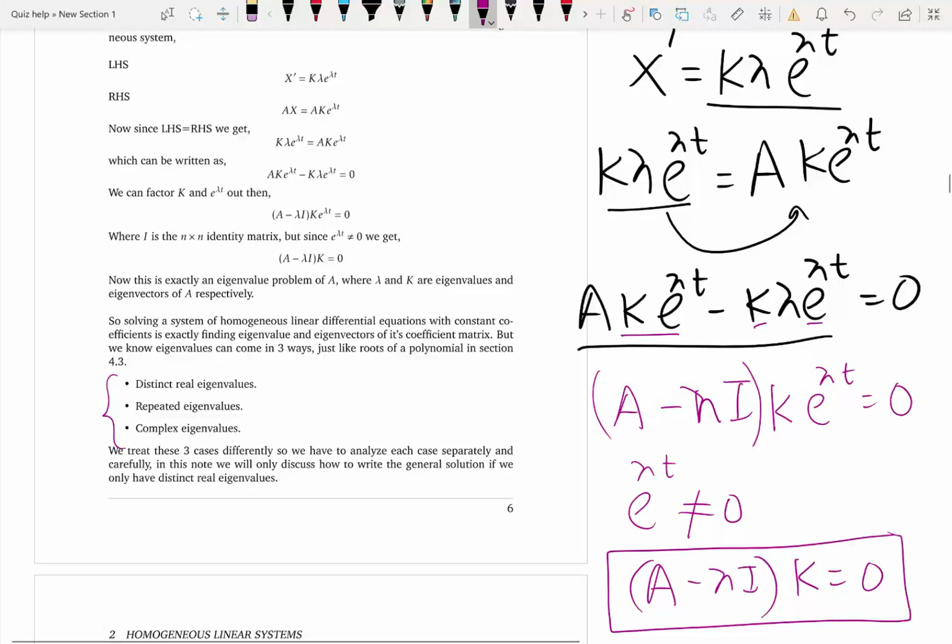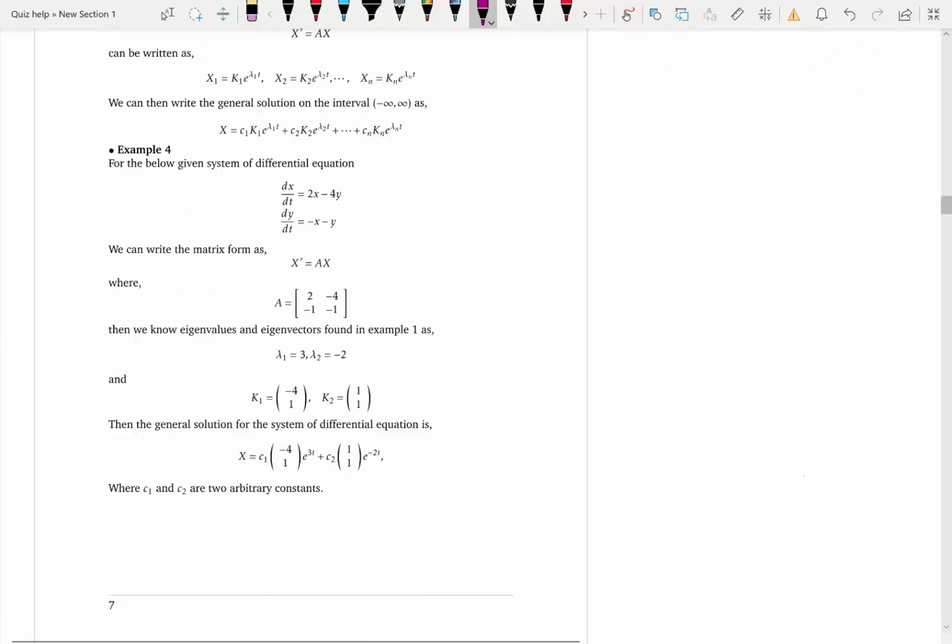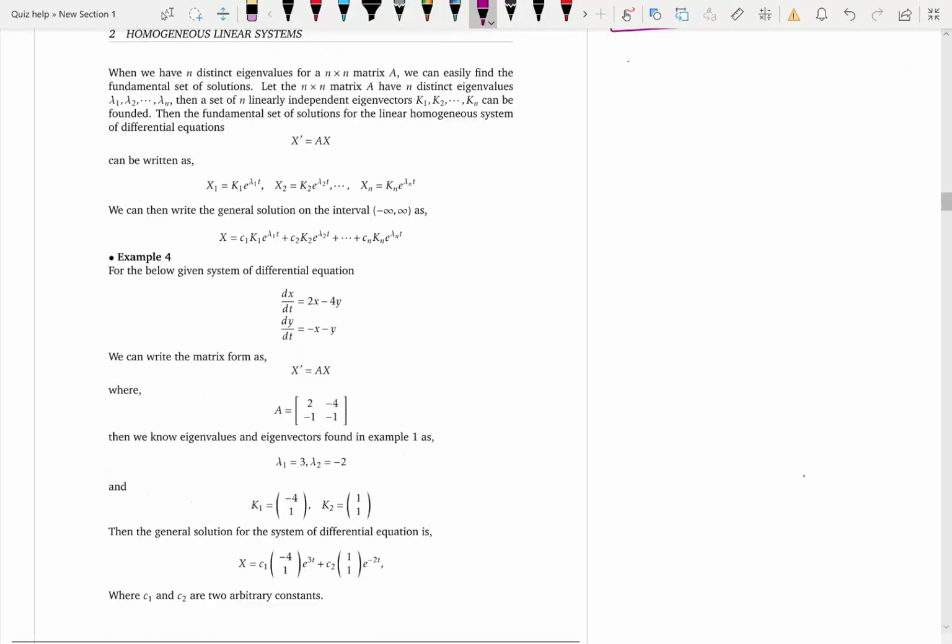So we are going to address these three cases in 3 videos. Here, we're going to address distinct real eigenvalues. Really, 3 separate lessons, okay? So distinct real eigenvalues is the easiest case. So let's say, for example, you have a 2 by 2 matrix. Let's assume, okay? Let's learn it from an example.